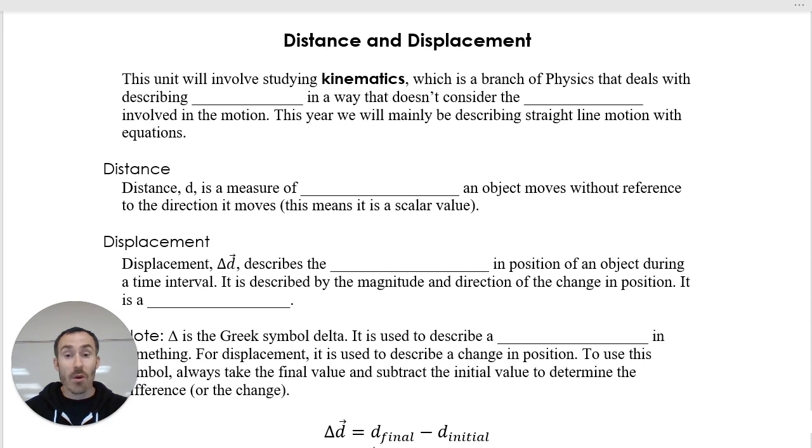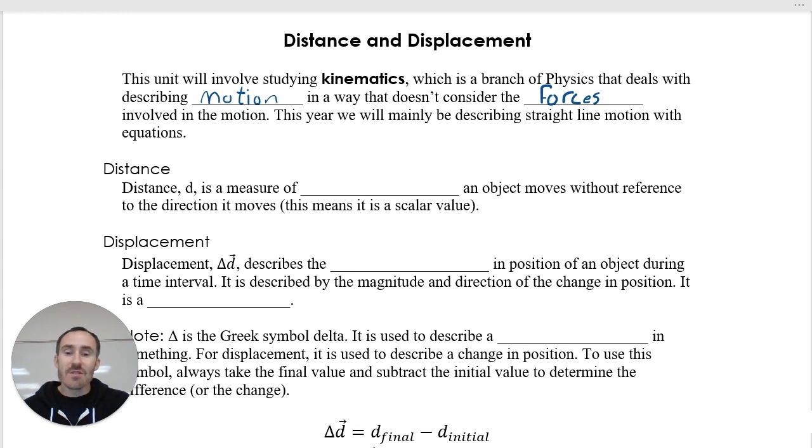Kinematics is the study of motion, but it's independent of the forces that are causing that motion. In order for something to start moving, there needs to be some sort of force starting it moving, but we're going to ignore the force part for now and just talk about the relationships between the aspects of motion. The first one is distance and displacement. Kinematics deals with describing motion in a way that doesn't consider the forces involved. Let's just put that in there, so in case you hate blank blanks, now you've got it.